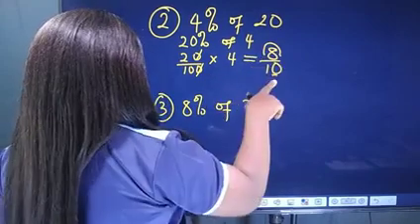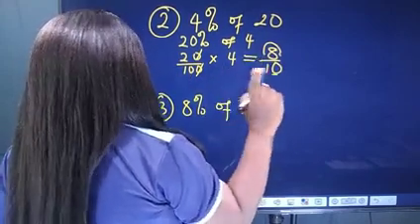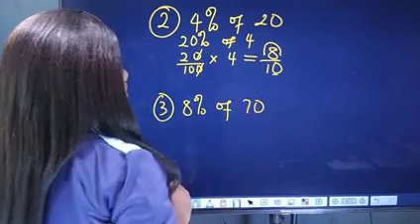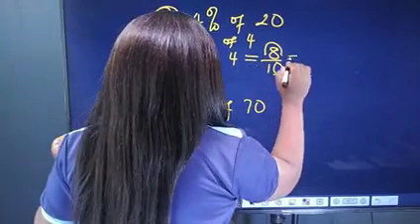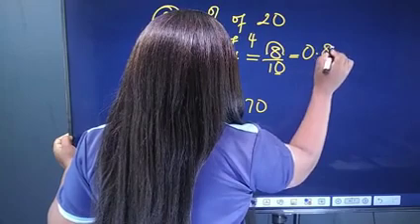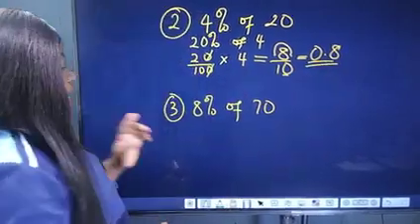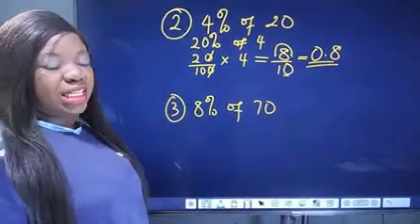You're counting 1 because 10 has a single zero. So your decimal point has been shifted to this place. So that's 0.8.